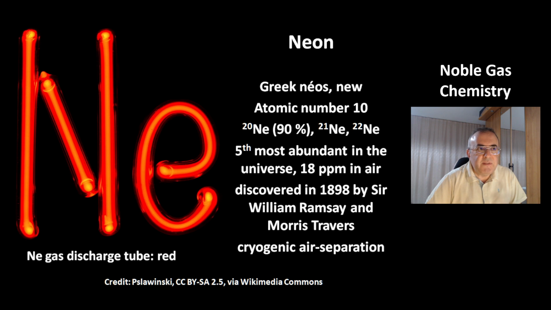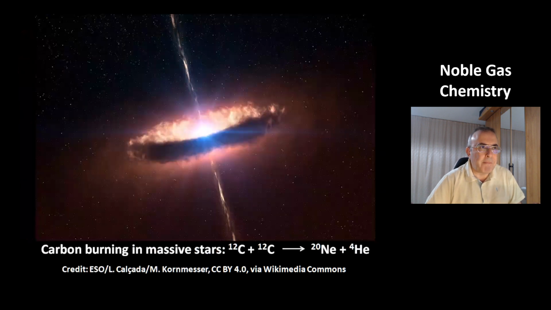And neon is the 5th most abundant element in the universe, but in air it's just at a concentration of 18 parts per million. It was discovered in 1898 by Sir William Ramsay and Morris Travers. You can isolate neon by cryogenic air separation. And this is how the neon was made, by carbon burning in massive stars. 2 carbon-12 isotopes merge to neon-20 and byproduct helium-4.